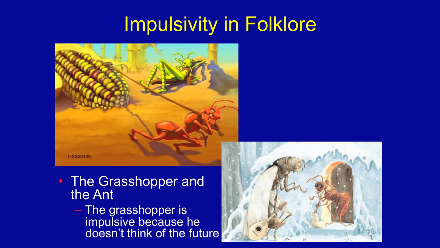And then winter rolls around and here's the ant who's steadfastly sweeping out his little apartment. And the grasshopper comes and he's freezing and he's hungry. And, can I have some of your food, please? So this is this idea that doing what feels good right now may not be the best long-term strategy. You have to think about the future. You have to think about the fact that winter is coming and you need to get ready. So again, this is consistent with what we're going to talk about in this idea of impulsivity.